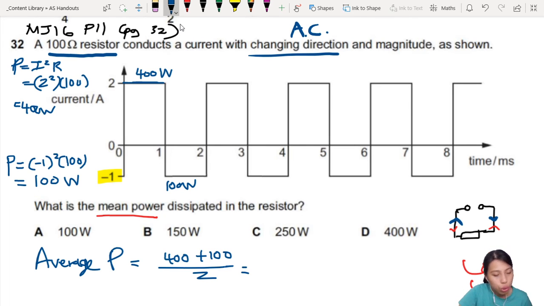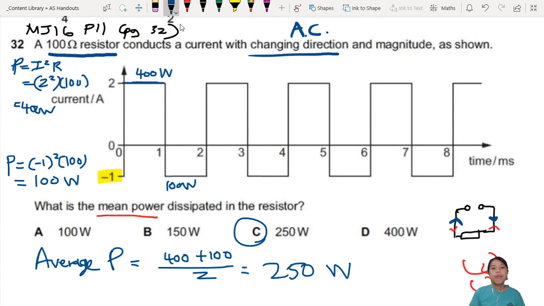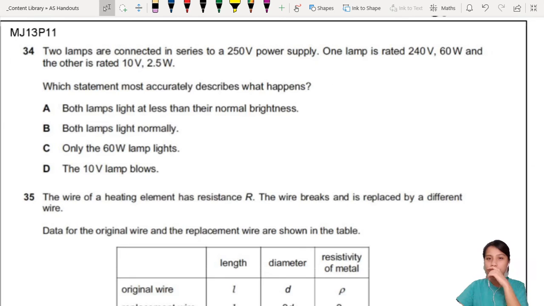So here you can say 250 is the mean power when it is switching up and down, up and down. It will hover around 250. Okay, the middle is somewhere at 250 watts in this case. Yeah, this is a weird question. You're like, why suddenly is there a graph like this? Just FYI, if you see a graph like this, current against time, and it's asking you for mean power, this is how you can navigate weird questions like this.